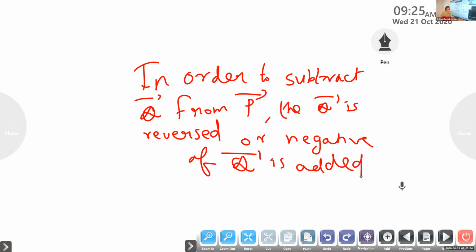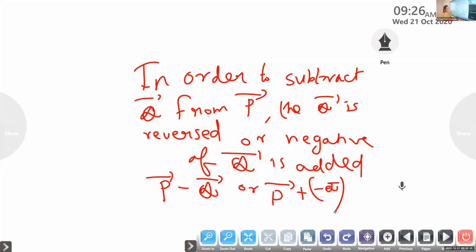So there is only one rule for subtraction. We don't have many rules here like in addition. Only one rule: suppose p and q, you subtract, you add the negative of the vector which you have to subtract. That's it. So q is added. That means you can write it as p minus q, or vector p plus minus q.